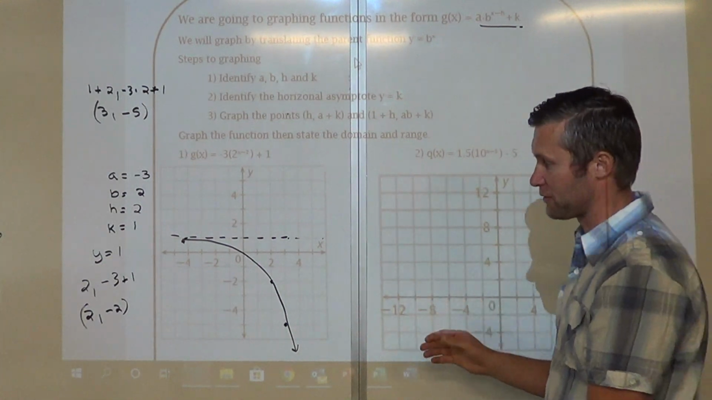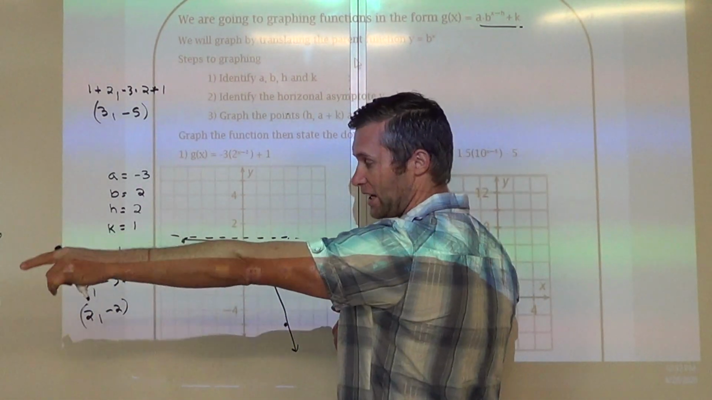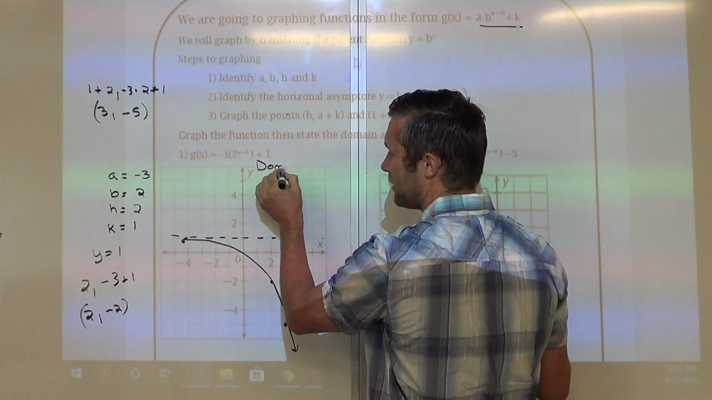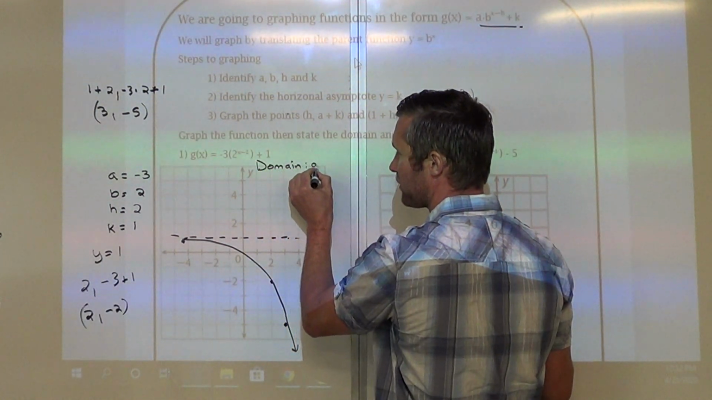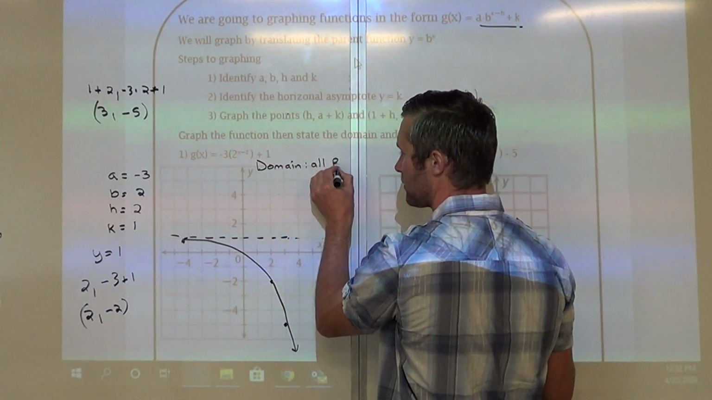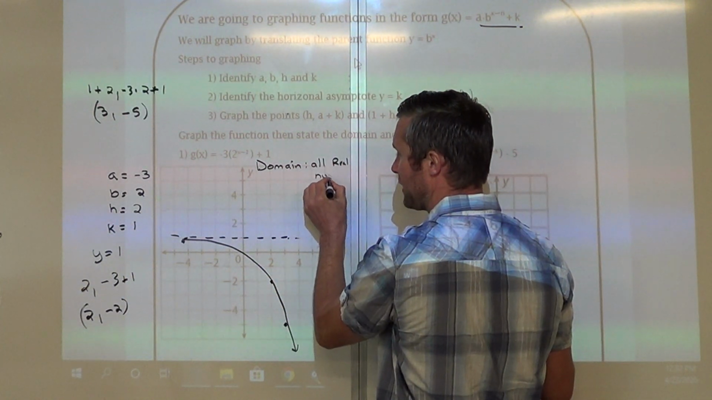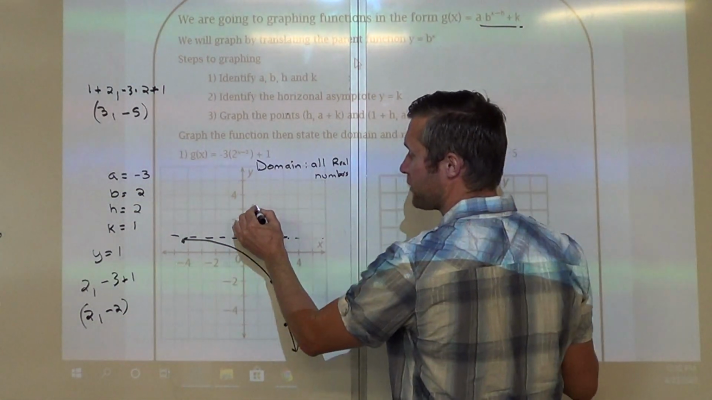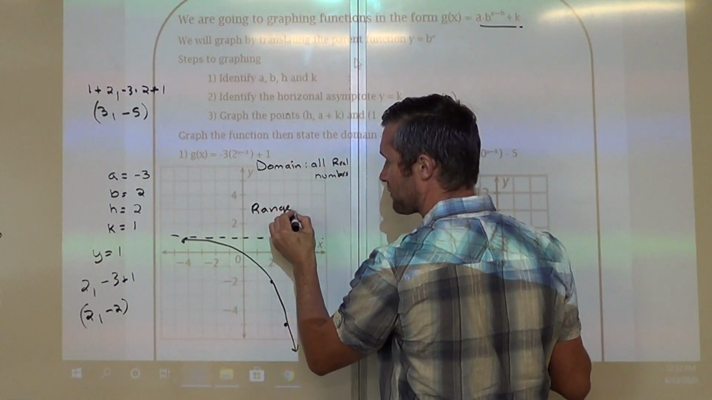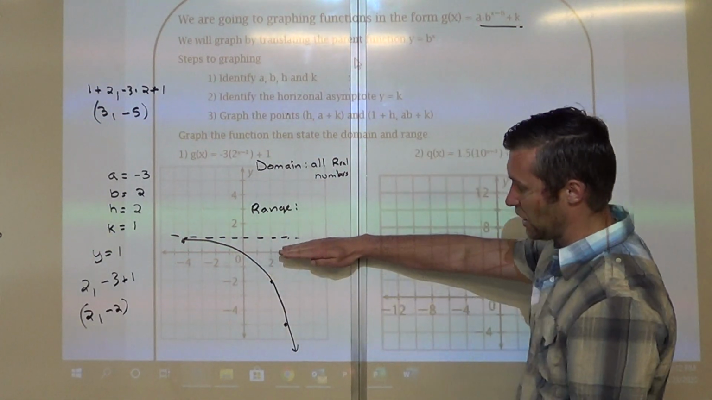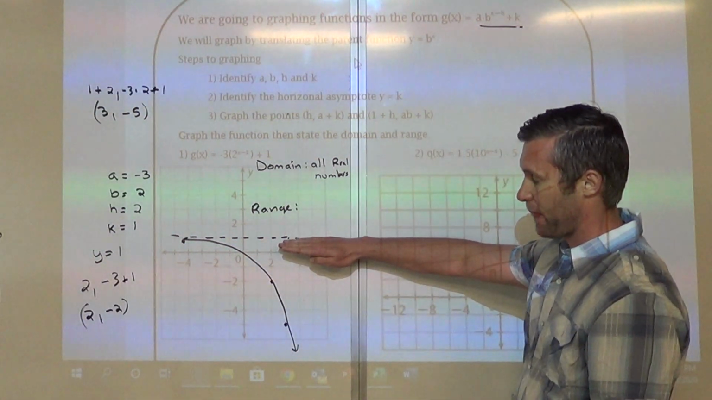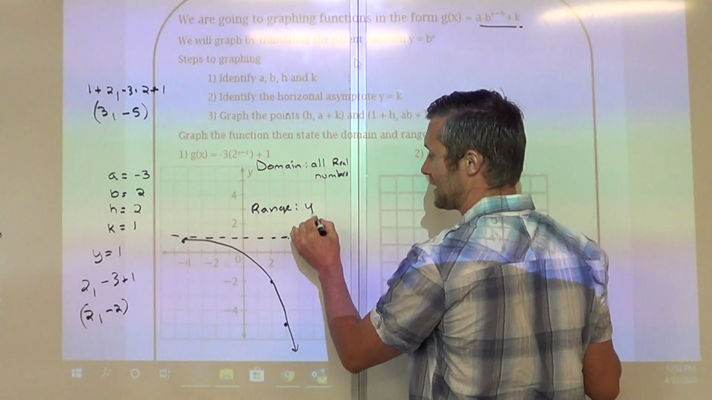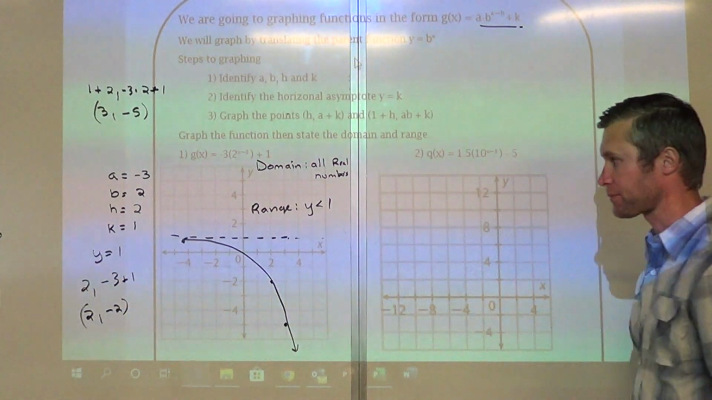Domain is our x values. Does the graph go to the left? Yes. Does it go to the right? Yes. It'll never stop going. So my domain is all real numbers, or we could say it goes from negative infinity to positive infinity. My range, does my graph go up? Yeah, but it actually stops here at 1. And this line of 1, does it go below it? Yep, so we'd say y is less than 1.